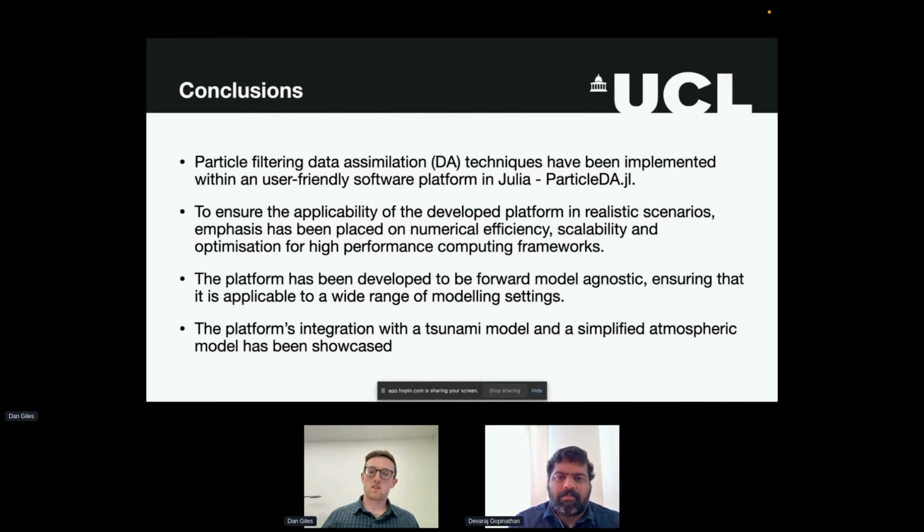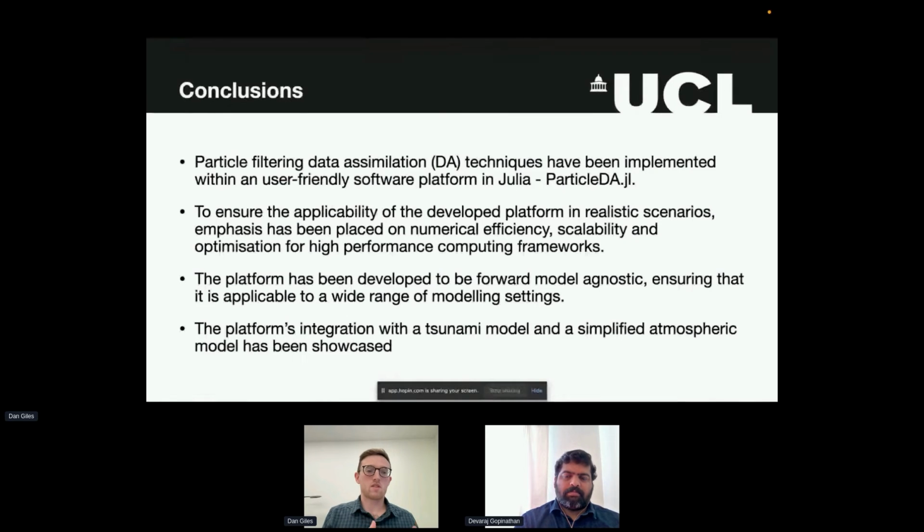So again, to conclude my section, you'll hear from Devraj some other aspects that are being developed within RADDISH. The particle filter and data assimilation has been implemented within user-friendly software platforms. It's called particle DA.